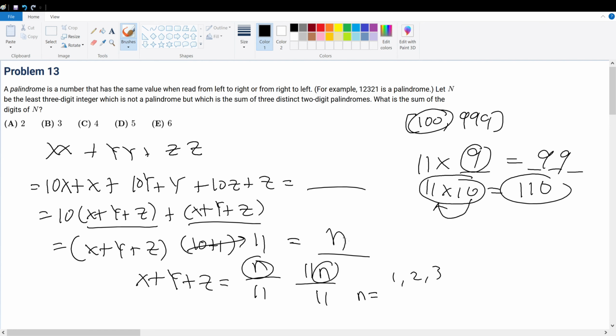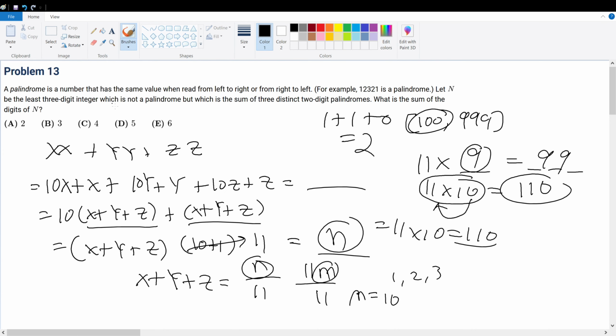m must be equal to 10. In other words, n would be equal to 11 times 10, which is equal to 110. And that would check out, so therefore what is 1 plus 1 plus 0? Well, that's equal to 2, bringing you to answer choice A.